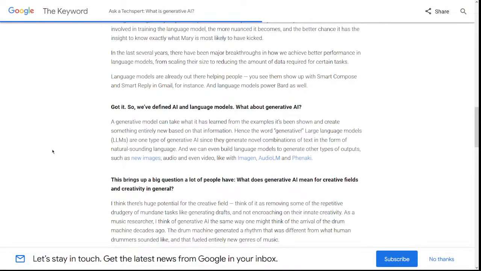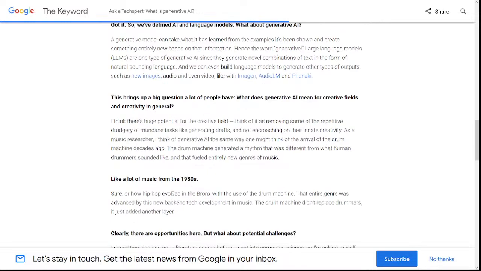Got it. So we've defined AI and language. What about generative AI? A generative model can take what it's learned from the examples it's been shown and create something entirely new based on that information. Hence the word generative. Large language models, LLMs, are one type of generative AI since they generate novel combinations of text in the form of natural sounding language. We can even build language models to generate other types of outputs, such as new images, audio, and video, Imagen, Audio LM, and Phenaki.